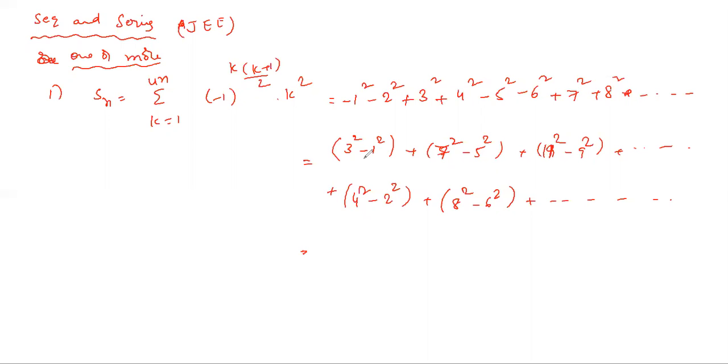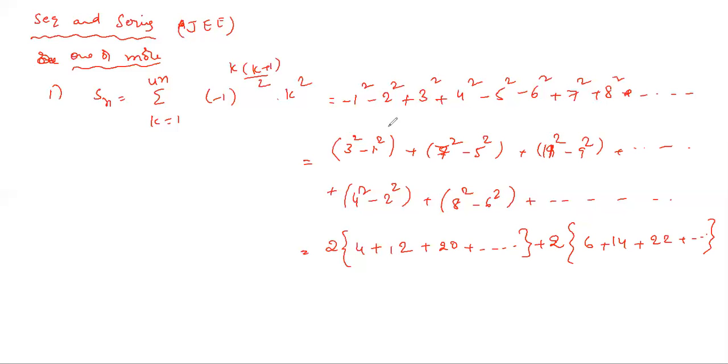Using a square minus b square means a plus b into a minus b. A minus b: 3 minus 1 is 2, 7 minus 5 is 2, 11 minus 9 is 2, and so on. So 2 times. A plus b: 3 plus 1 is 4, 7 plus 5 is 12, 11 plus 9 is 20, and so on. Similarly for the even terms, a minus b is 2 only. So 2 is common. Remaining: 4 plus 2, 6, 8 plus 6, 14. Next we get 10 and 12, so 10 plus 12, 22, and so on.